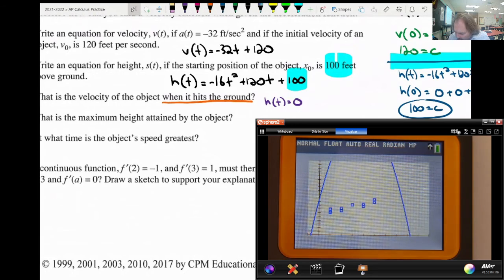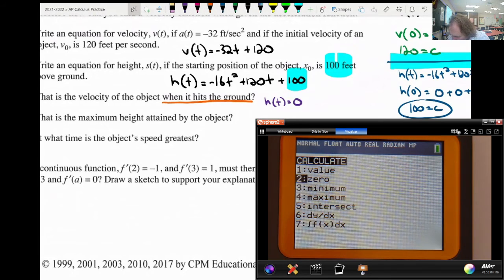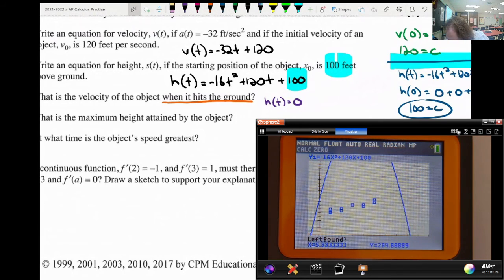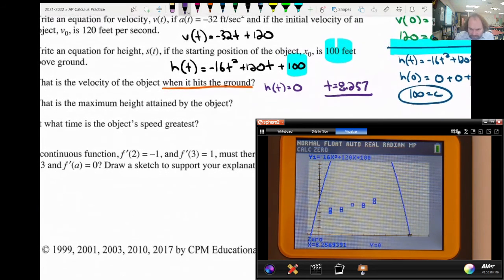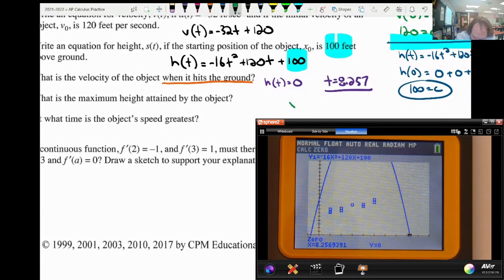So we'll go into the calculator. We'll do the 0 function, and we'll do a left bound and right bound right around there. Left bound, right bound, and a guess. It's about 8.257. So this happens at 8.257, like that. Now what we want to know is what's the velocity at that time. We want to know what v of 8.257 is.